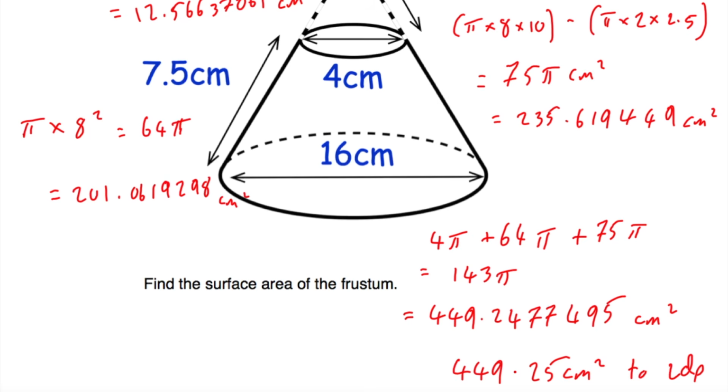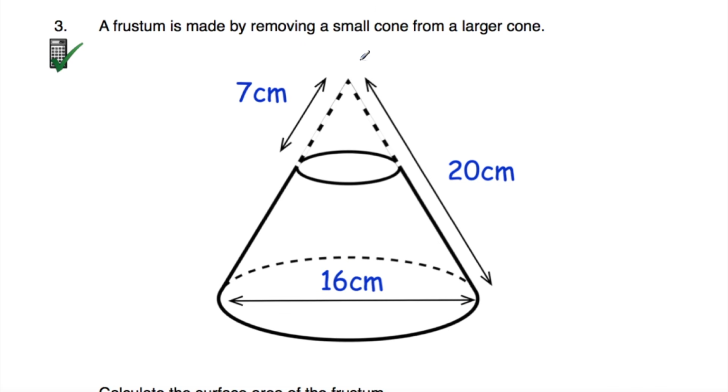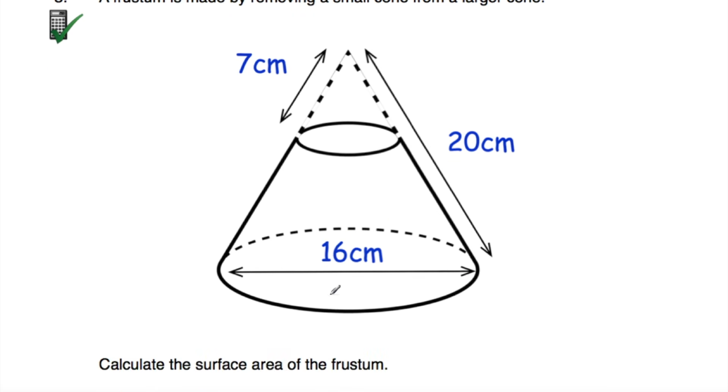Okay, let's look at our next question, question number 3. Question number 3 says a frustum is made by removing a small cone from a larger cone. And we've been asked to calculate the surface area for this frustum. Now this one's a little bit different than the ones we've had so far because this time we don't have the radius or the diameter of the circle on the top of the frustum. So we're going to have to work that out.